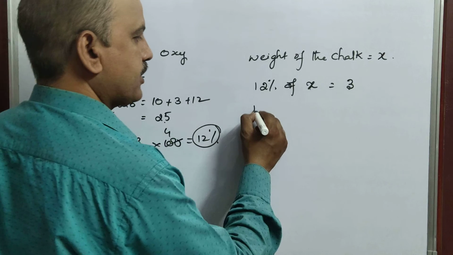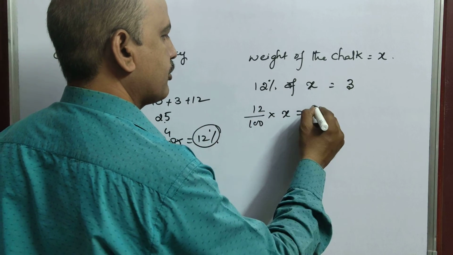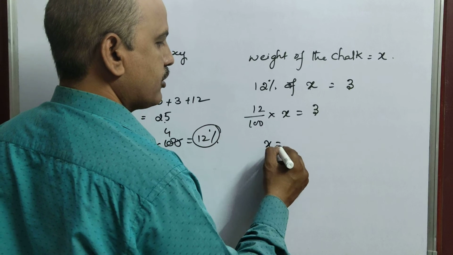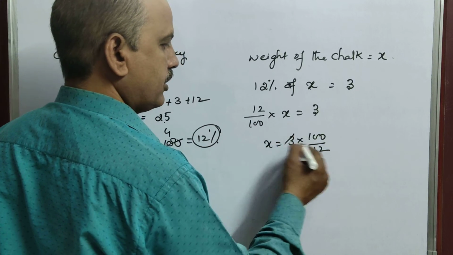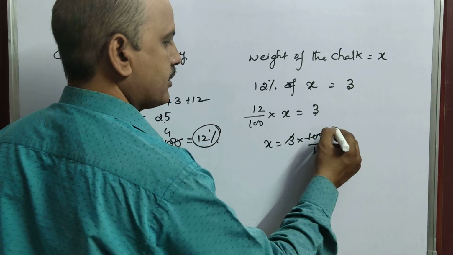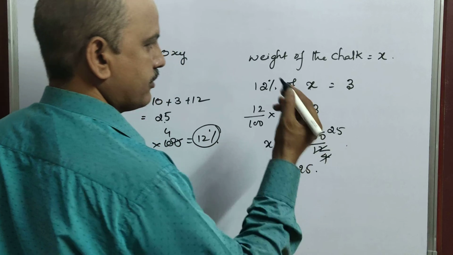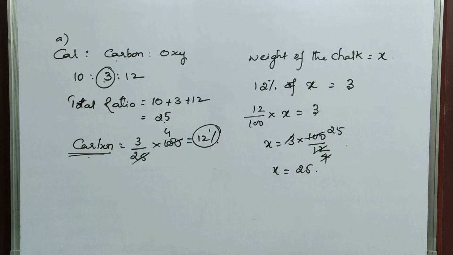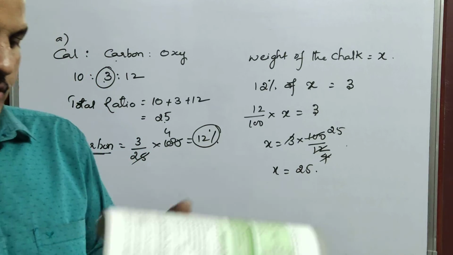So 12% means 12 by 100 into X equals 3. So X equals 3 into 100 by 12. 3 ones are 3, 3 fours are 12, 4 ones, 4 twenty-fives. So 25 grams. So weight of the chalk is 25 grams. Okay children, is it clear?